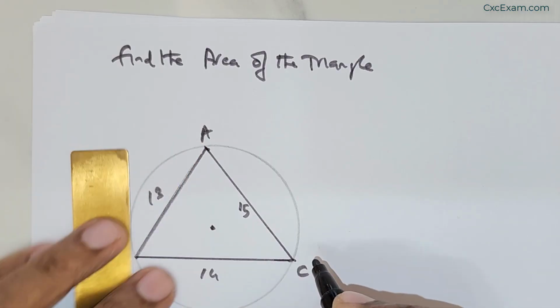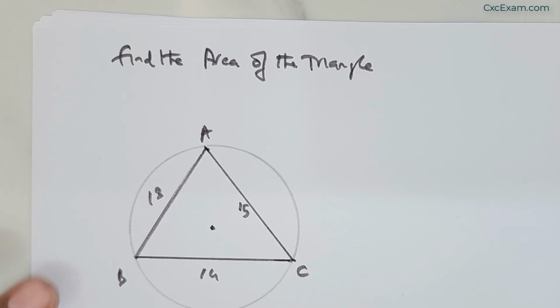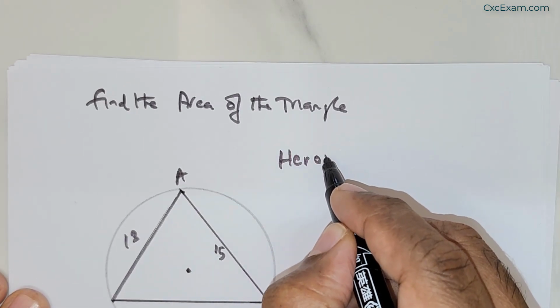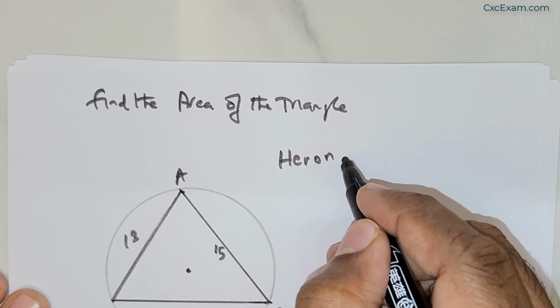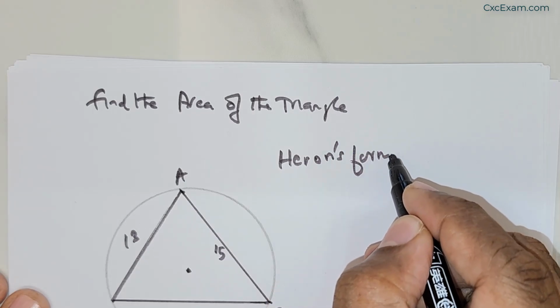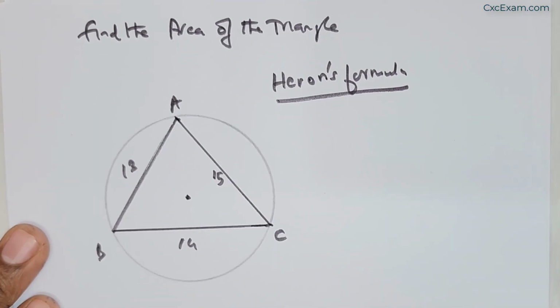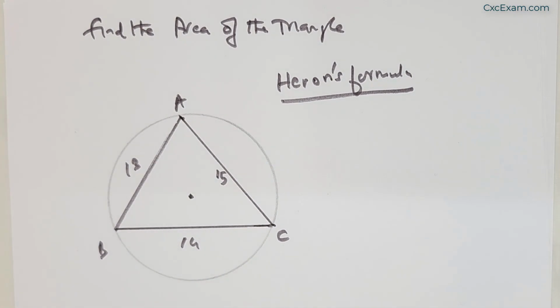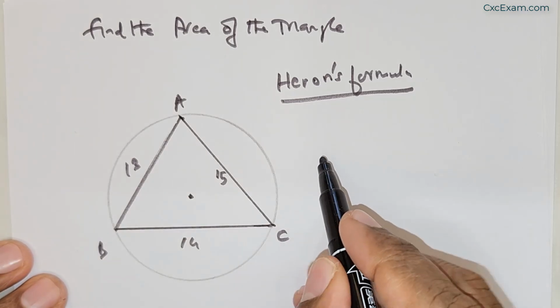Okay, now I'm going to use what is called Heron's formula. This formula is called Heron's formula. So this is going to be used to find the area of the triangle. This is a lovely formula.